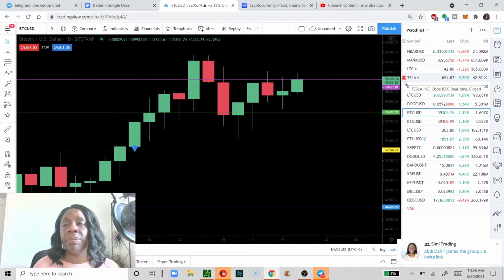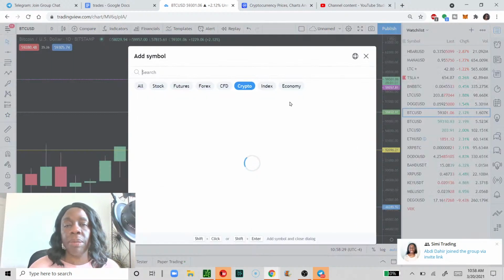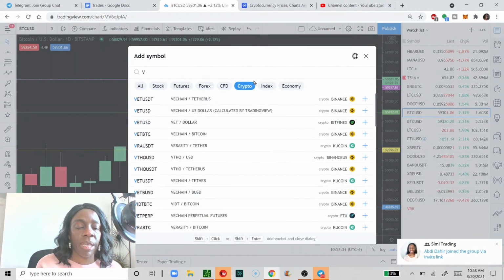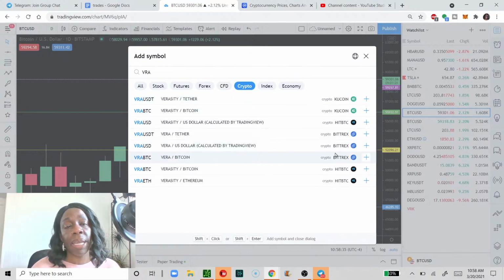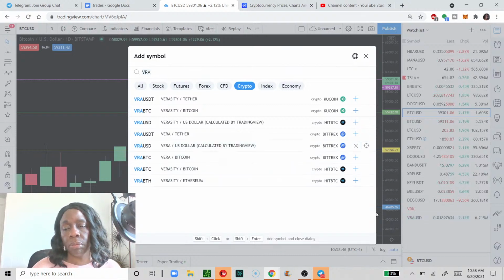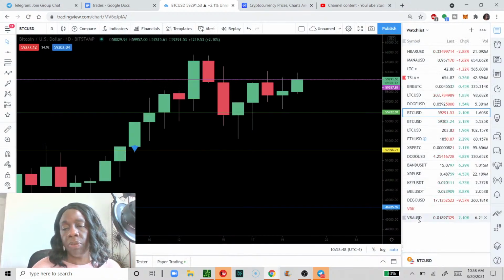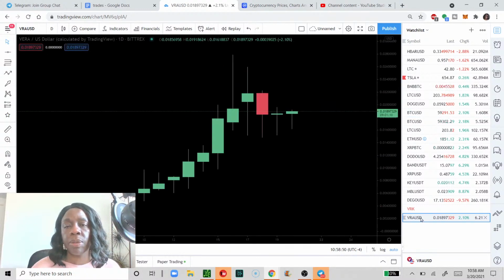You are welcome. Oh, you meant VRA. So Tunde meant VRA because we searched for VRK and there was nothing. VRA is not on Binance. We can see it's on KuCoin, BTC, Bittrex. Bittrex I use. So let's go VRA USD. So what's the question about VRA?